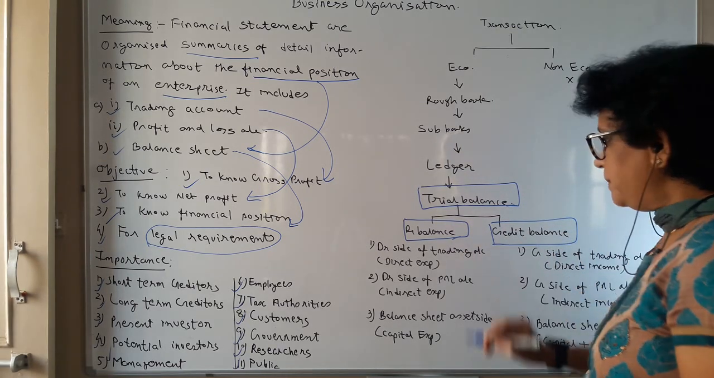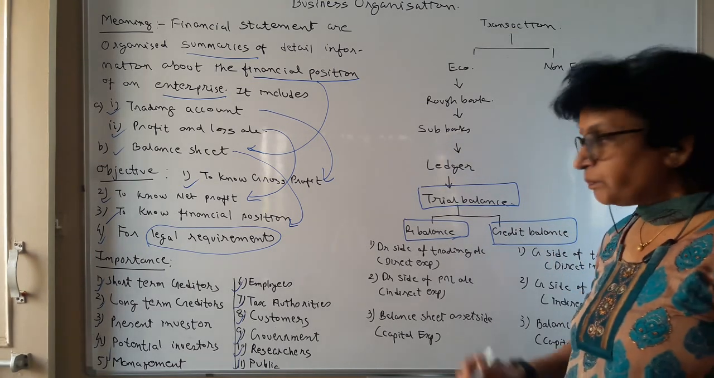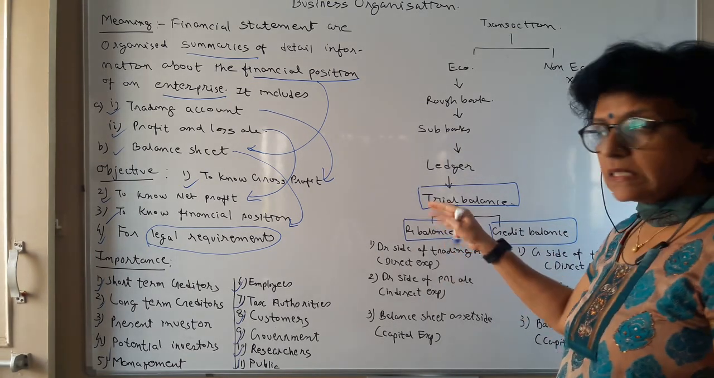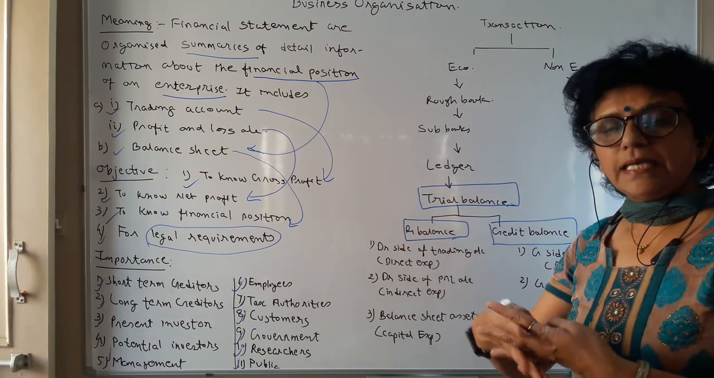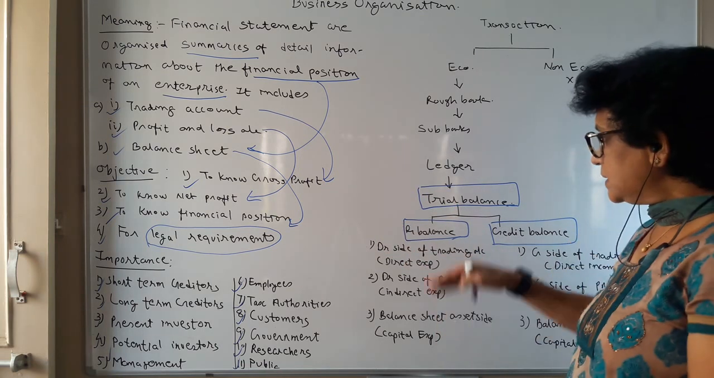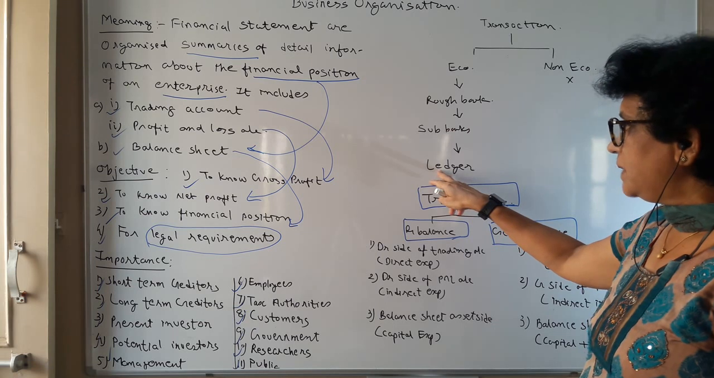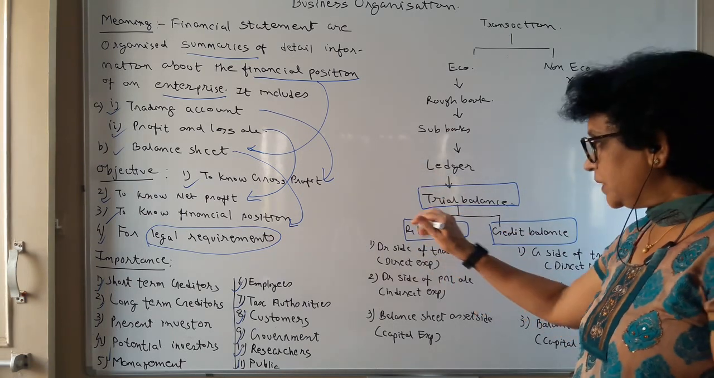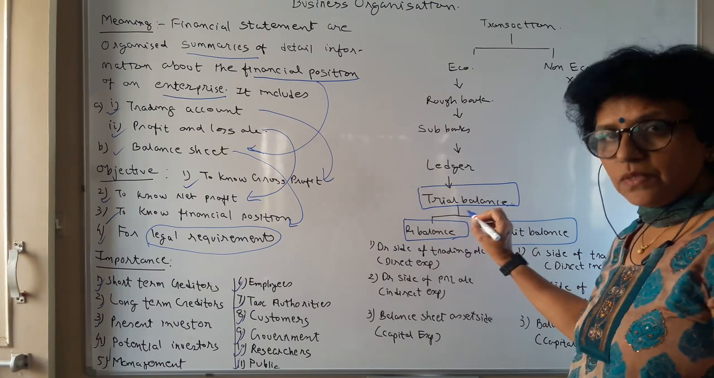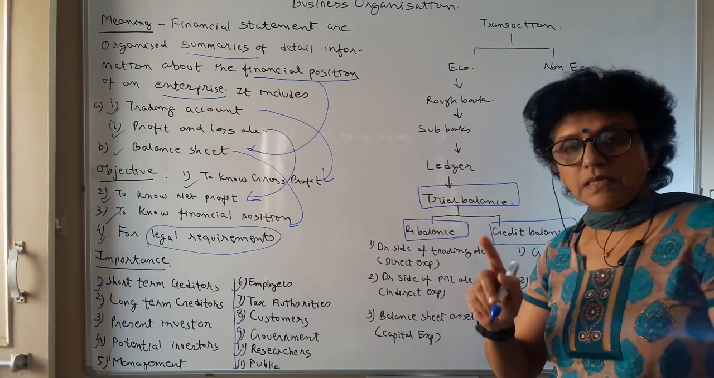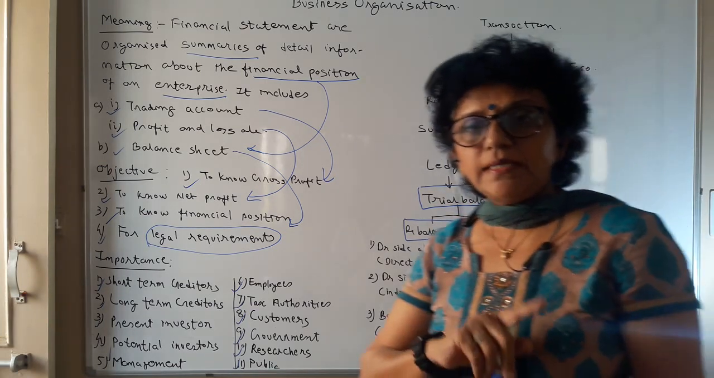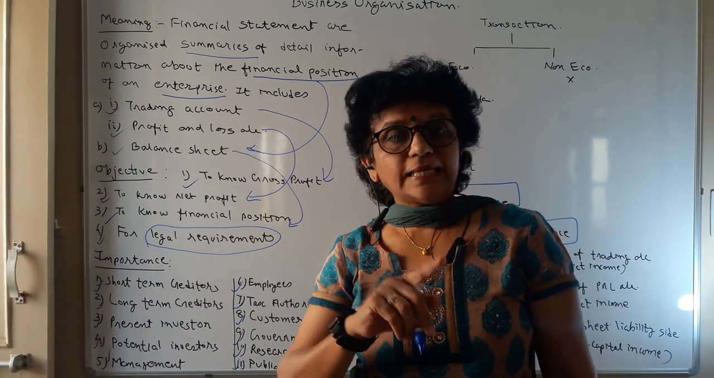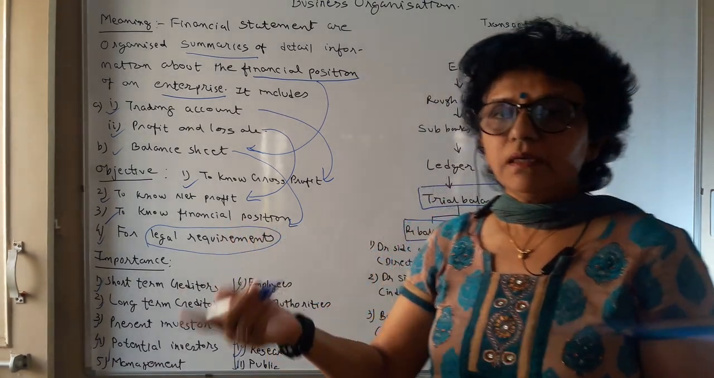It may be debit or it may be credit. So trial balance is functioning like a bridge. On one side you have the balances given by the ledger, and on the other side you have the final account. In between, we prepare the trial balance, which is not compulsory but very much advisable. It assists you to prepare the final account.